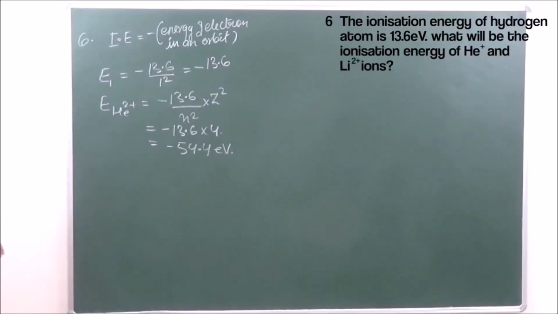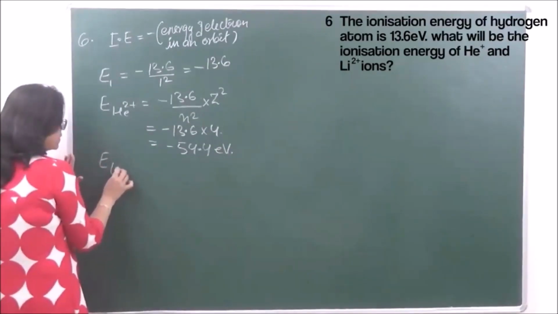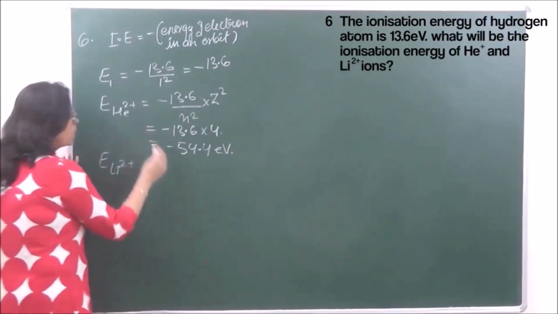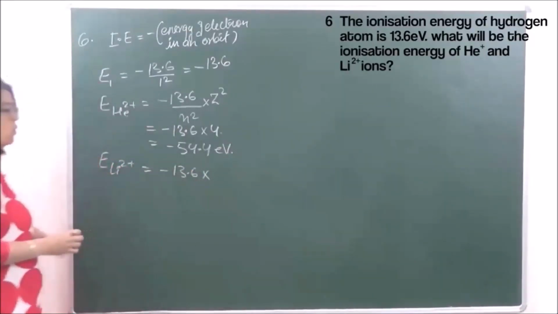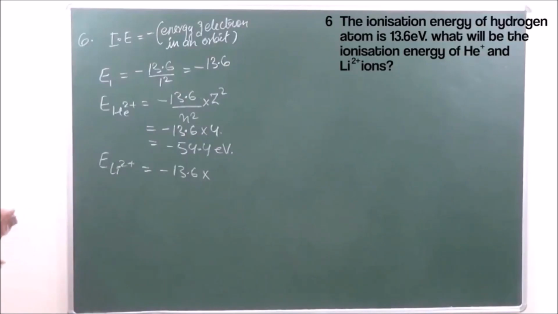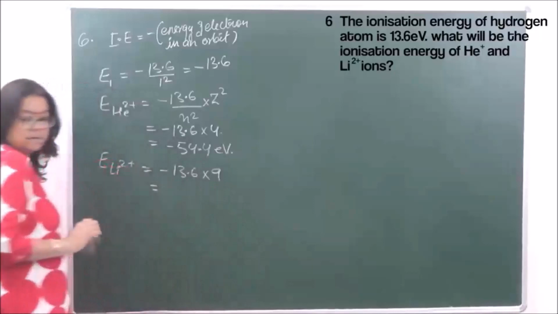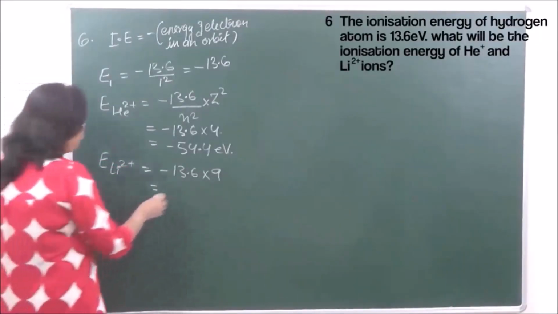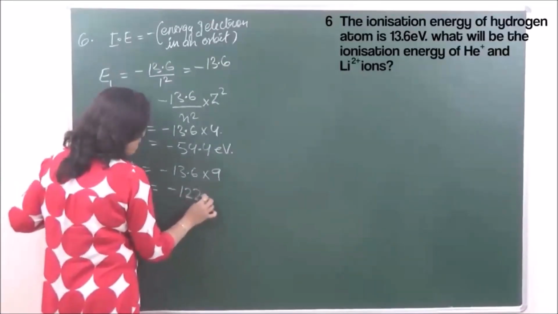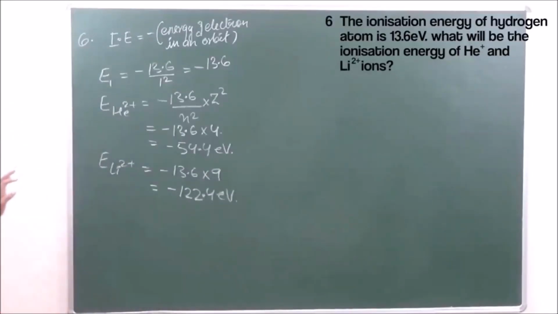In a similar manner, for the first orbit of lithium you can also calculate. That will be equal to minus 13.6, the atomic number of lithium is 3, so into 9. When calculated, it comes to minus 122.4 electron volt.